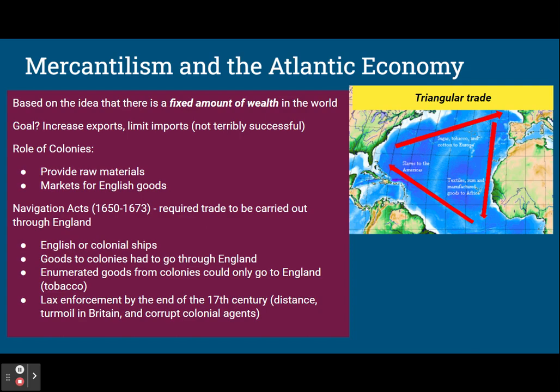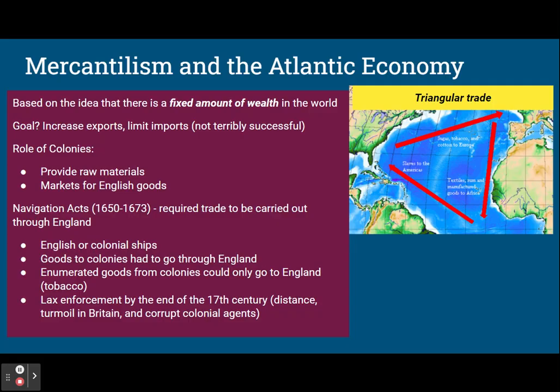Now, this was not terribly successful, mainly because Europeans had a really strong demand for luxury goods that were pretty expensive. The role of the colonies in this mercantilist system was that they were intended to provide the raw materials that were shipped to England and then made into manufactured goods. And then they were the markets for those English goods. That was the role of the colonies. The British colonies' economies were all focused on producing goods for the British economy, for the Atlantic economy.